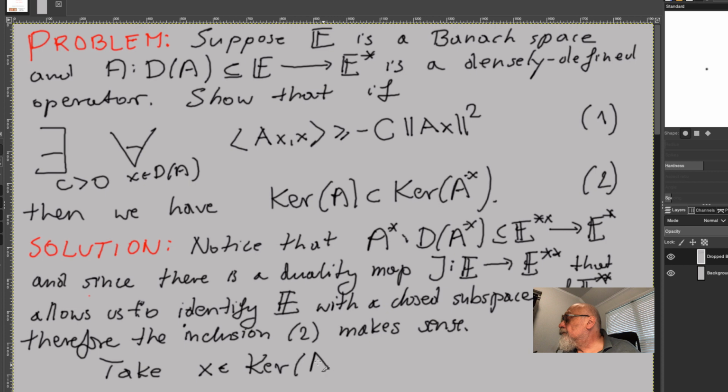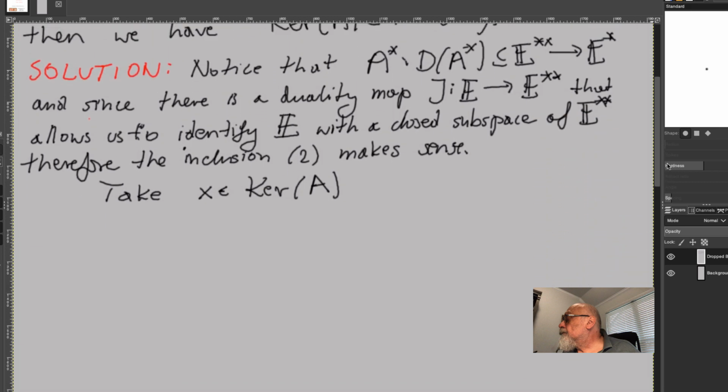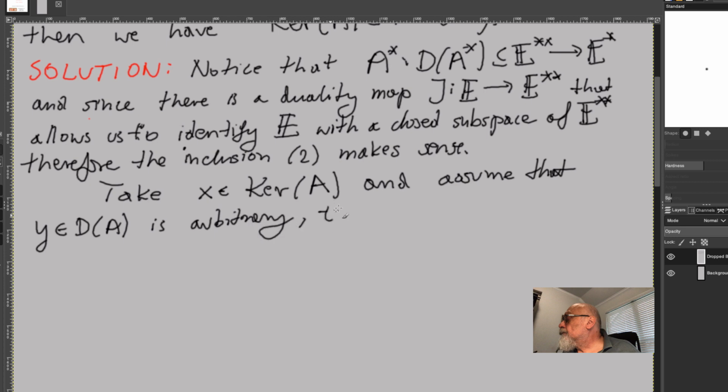Okay, so we need to show that the kernel is contained in the kernel of the adjoint operator. That means take x that belongs to the kernel of A. Let's move down a little and assume that y, belonging to the domain of A, is arbitrary.